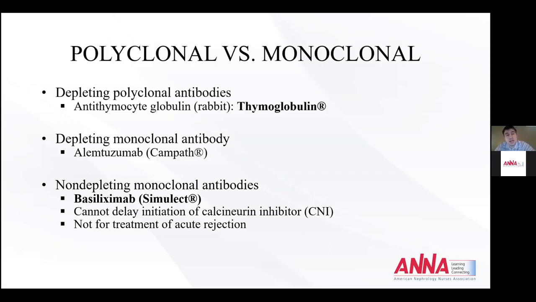You cannot delay the initiation of your tacrolimus or your calcineurin inhibitors with this. So you have to start your tacrolimus IV with this. You can't wait like you can on the other ones to start your maintenance immunosuppressive therapy. And it is not a treatment. The basiliximab, we never use that one for treatment of rejection like we do thymoglobulin.